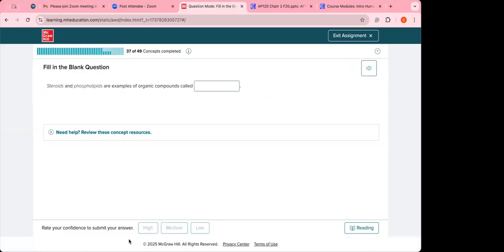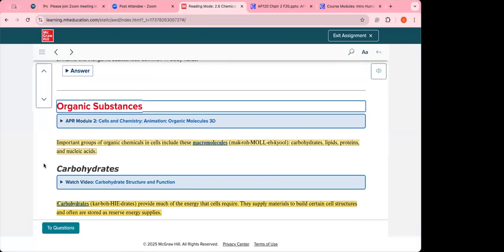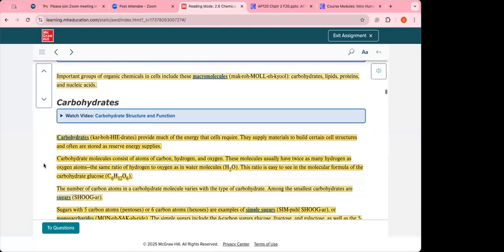Steroids and phospholipids are examples of organic compounds called what? What's another name for steroids and phospholipids? So we have to scroll past the carbs.